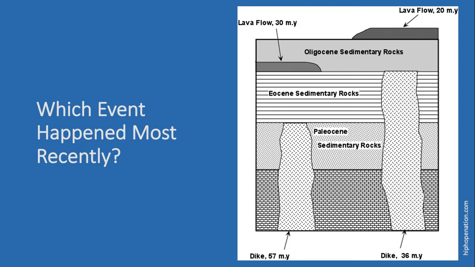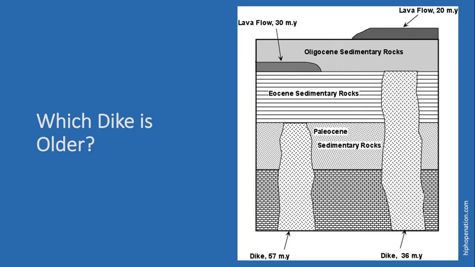Here's another example. Which event happened most recently? Well, we've got a bunch of sedimentary layers, and then a couple of dikes and a couple of sills. The lava flow at the top is probably going to be the most recent, and you're given the ages of some of them as well. And you're also given the ages of all the igneous rock here, so you can tell which dike is the oldest by just reading the ages.